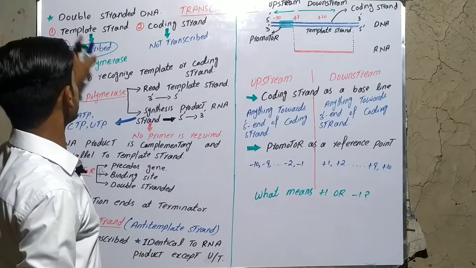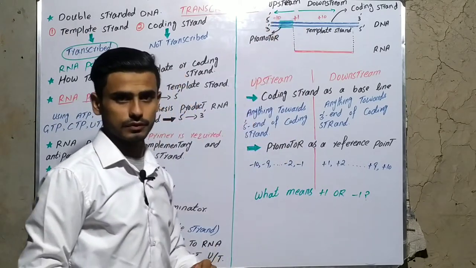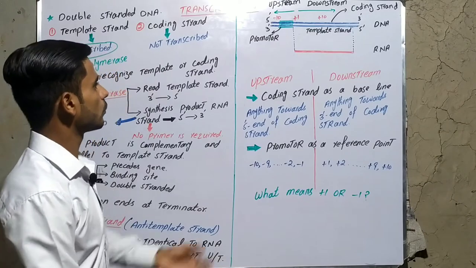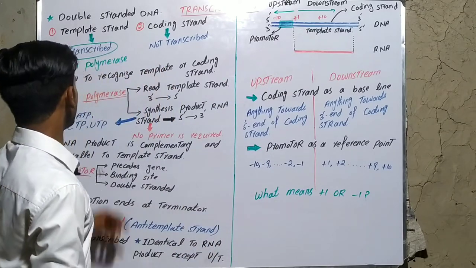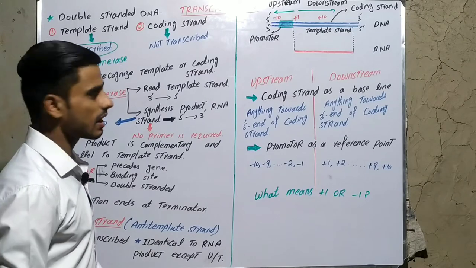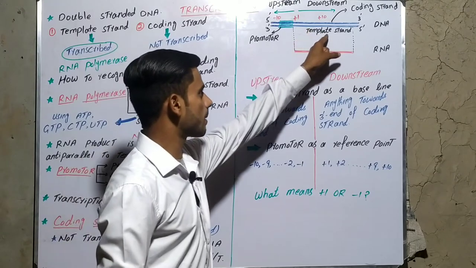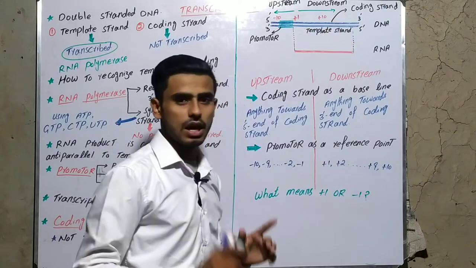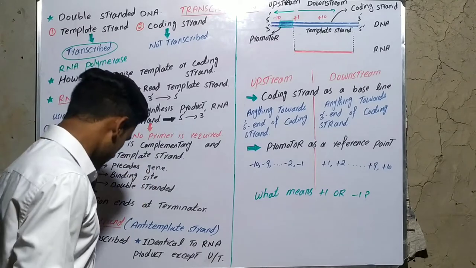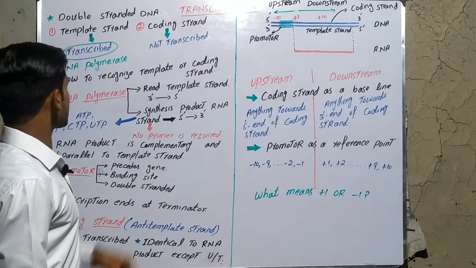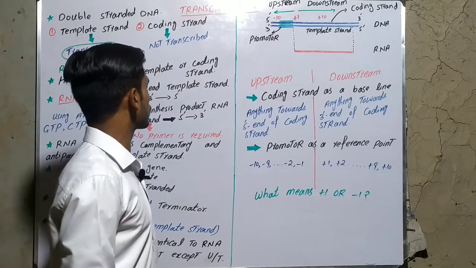Let's suppose that this is a double stranded DNA molecule. You know that DNA is a double stranded molecule. One strand is the template strand and the second strand is the coding strand. And the next thing you must remember is that the template strand is going to be transcribed every time, and the coding strand is not going to be transcribed.